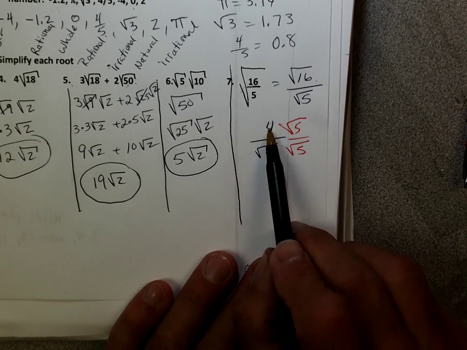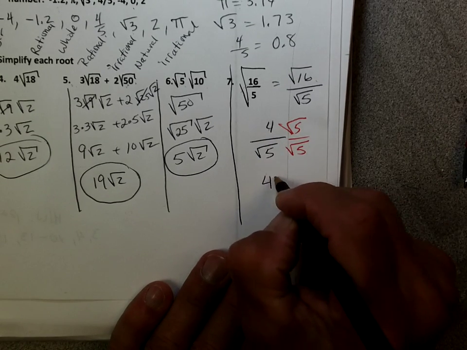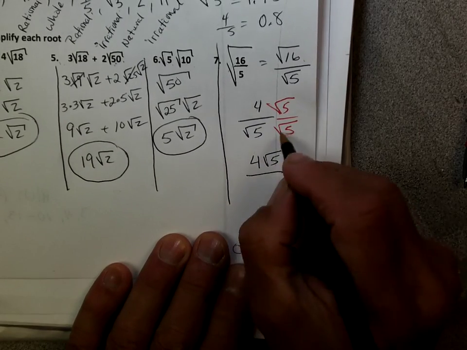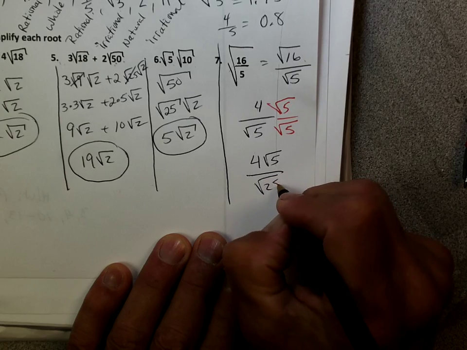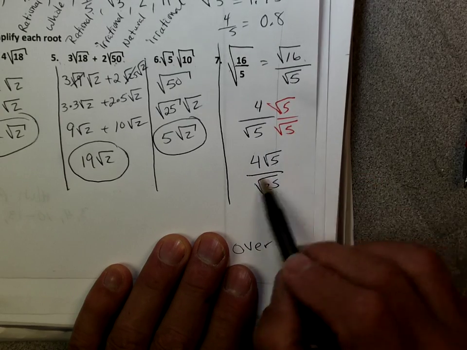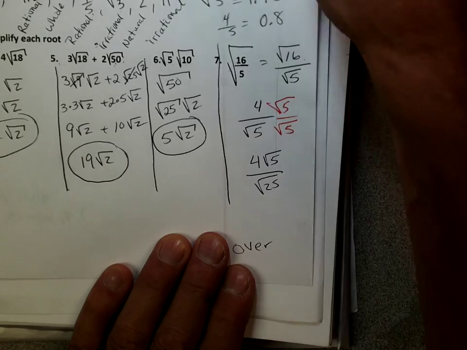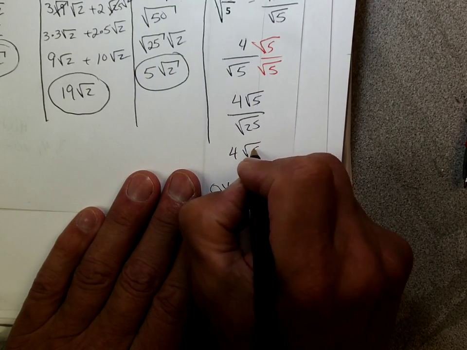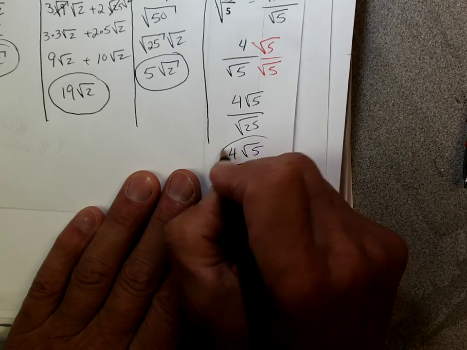And we'll wind up with 4 square roots of 5. And I'll do every step over the square root of 25, right? 5 times 5. But the square root of 25 is just 5. So I'm going to rewrite this as 4 square roots of 5 over 5.